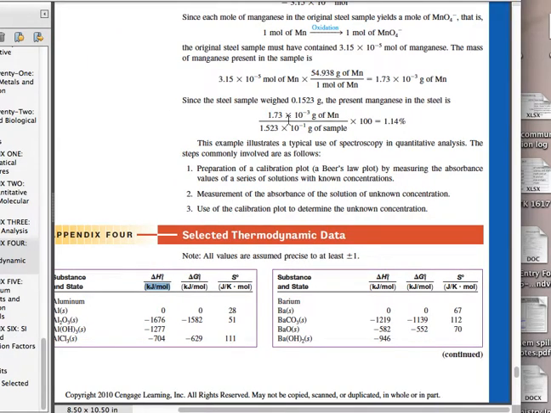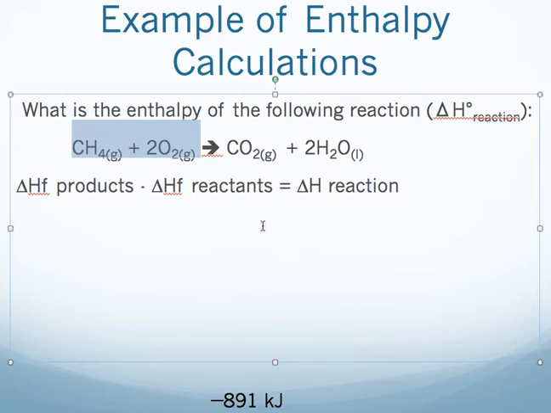And so you're going to look up the compounds in the reaction, and then you're going to put them into this equation. So I'm going to look up CO2, and only one CO2. So I'm going to look up the enthalpy of formation of CO2, and I'm going to add it to 2 of the waters, and add those all up. And then I'm going to subtract all of the enthalpies of formation of the reactants.